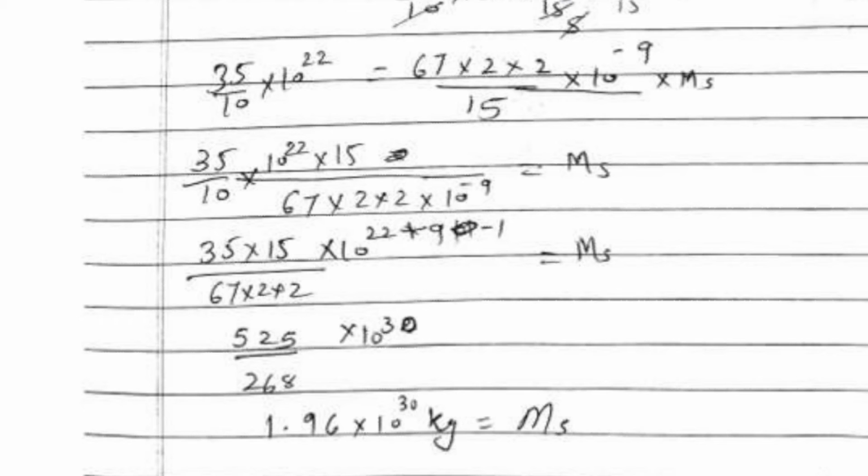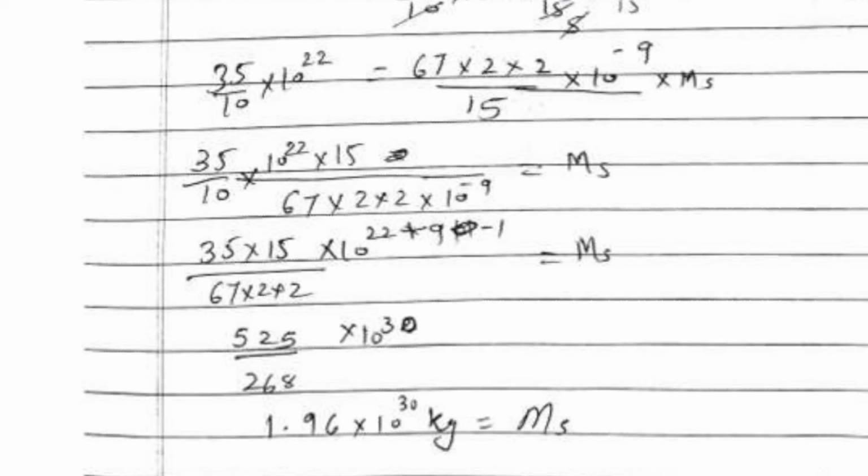So we have here, see this part is same, the 15 denominator will come in the numerator, and all these things, that is 67 into 2 into 2 into 10 raised to minus 9, will come in the denominator, and that is equal to M_s. Correct? So I think this part is clear. Now we'll do the simplification.